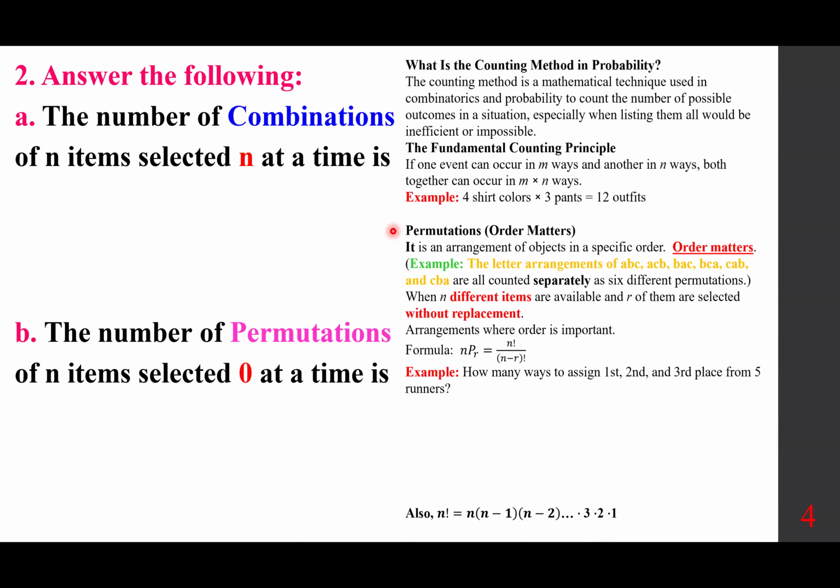Permutation, order matters. It is an arrangement of objects in a specific order. Order matters. Example, the letter arrangements of ABC, ACB, BAC, BCA, CAB, and CBA are all counted separately as 6 different permutations. When n different items are available and r of them are selected without replacement, arrangements where order is important, formula nPr. This is one way to write it.